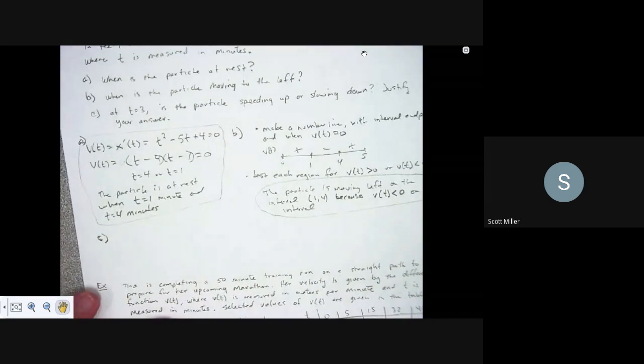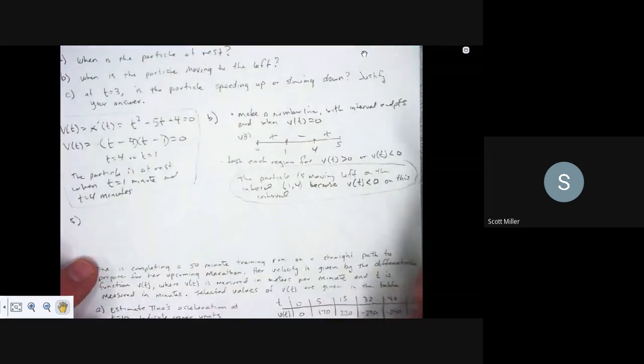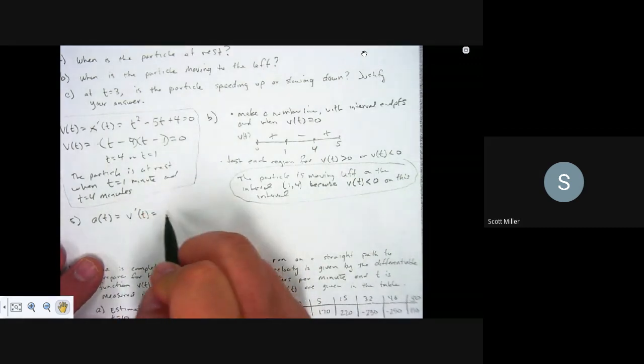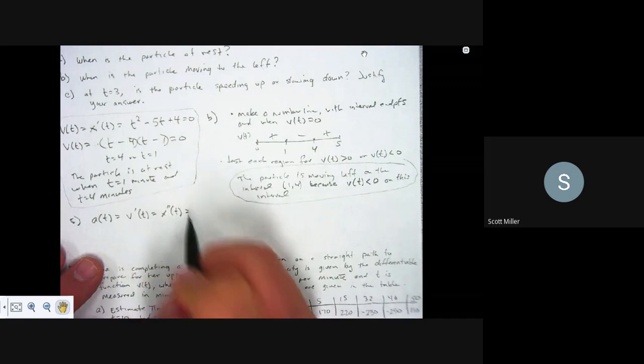And in C, we're asked to find at t equals 3, is the particle speeding up or slowing down? Justify your answer. So what I need to find for that one, remember, is I need to know the velocity, which I have, and I need to know the acceleration, which means I need to find A of t. A of t is the derivative of the velocity function, so I can just take the derivative of this. You can also say this is the second derivative of the position, and I get 2t minus 5.